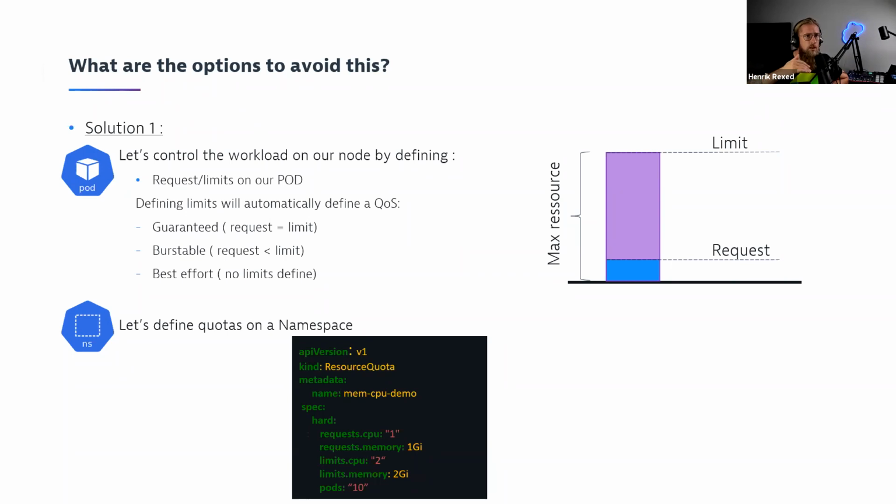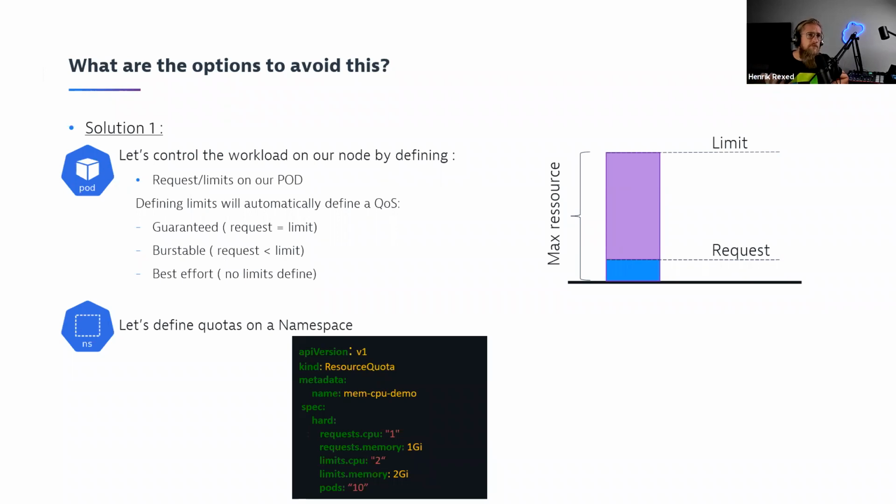So request is basically defined, lower than the limit, which means we are considered to be a less critical app. And last is best effort, no limits defined, and so on. So why am I telling you that? Because when there is an eviction, Kubernetes will basically kill pods based on the quality of service. So first the best effort, then burstable, and last guaranteed.